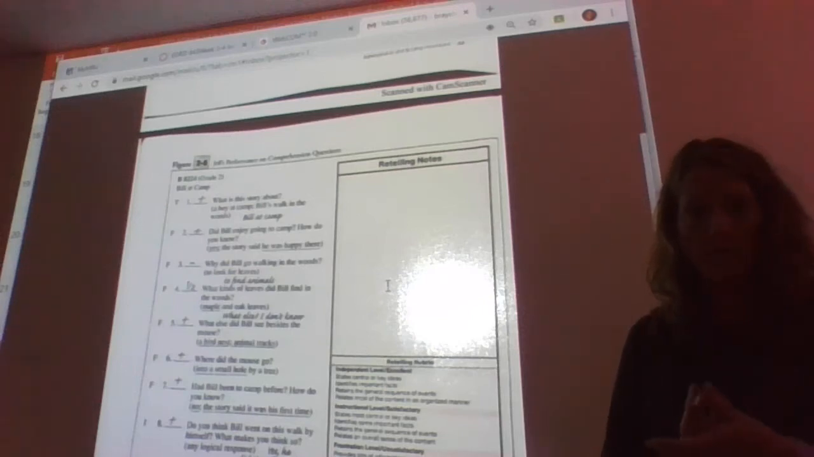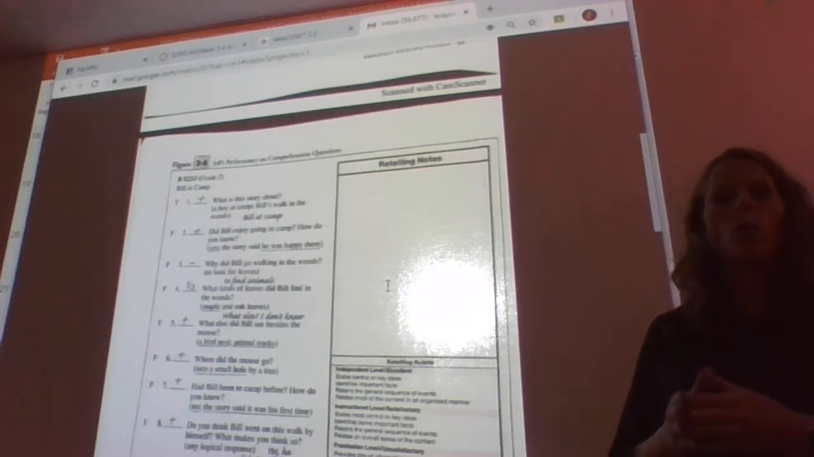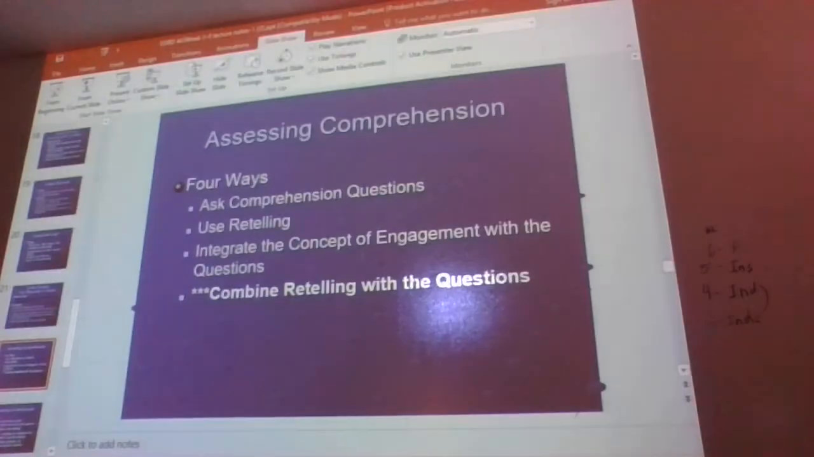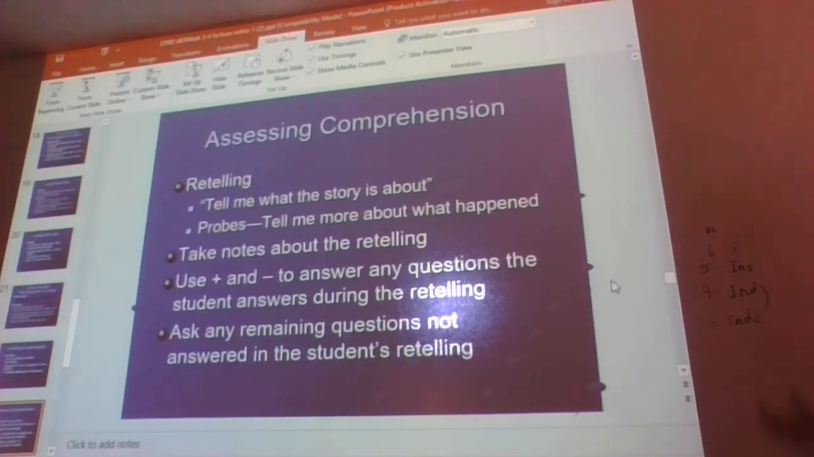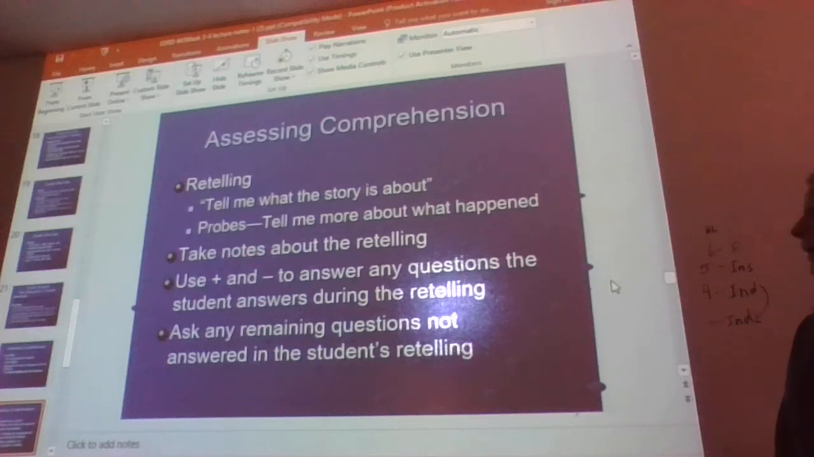Generally, if the comprehension is frustration, the passage overall is going to be frustration. We generally lean toward whatever the passage comprehension is going to have carry a little more weight as far as the overall level. Now, going back to the slides for the comprehension questions, there's the details here that I've already told you. Tell me what the story is about. You can do some probes. Just make sure you write down that you did that. Ask any remaining questions that the student didn't read.